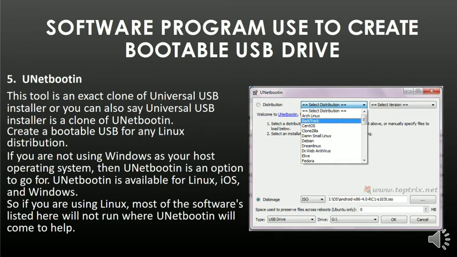Fifth, UNetbootin. This tool is an exact clone of Universal USB Installer, or you can also say Universal USB Installer is a clone of UNetbootin. Create a bootable USB for any Linux distribution. If you are not using Windows as your host operating system, then UNetbootin is an option to go for. UNetbootin is available for Linux, iOS, and Windows. So, if you are using Linux, most of the software listed here will not run, where UNetbootin will come to help.